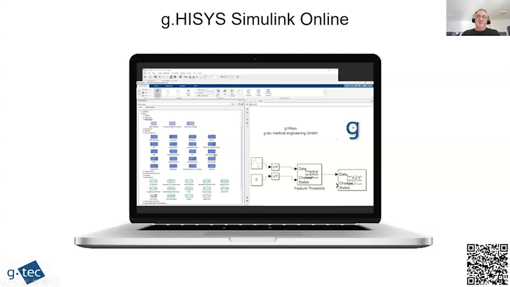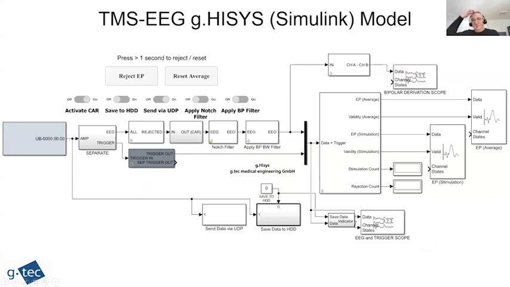So we have nowadays over 100 blocks, and we deliver the system with more than 100 template models, and this is one of them. This is the model that we are using for the TMS-EEG recording. So this is our amplifier block model. And then we have the signal processing, that is to say, the rejection of the bad channels.